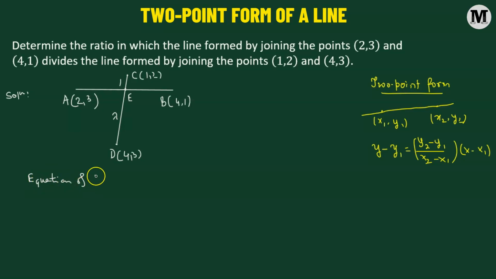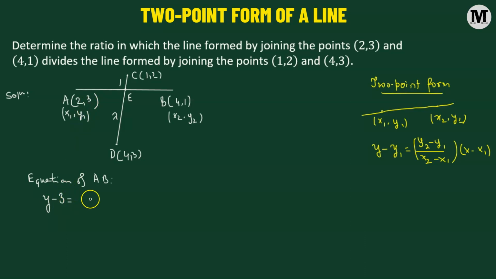So here we can use this particular formula to find the equation of the line. Let's start with AB. Here we'll consider A to be (x1, y1) and B to be (x2, y2). This choice is independent, in the sense that you can also choose B as (x1, y1) and A as (x2, y2), and you'll get exactly the same result. So we start with y minus y1. y1 will be the y coordinate of point A, so that's 3.